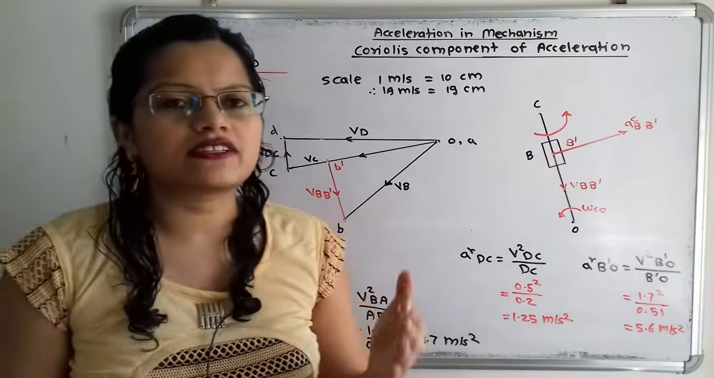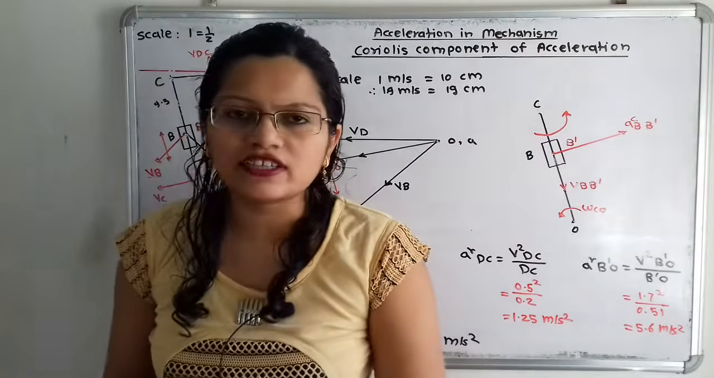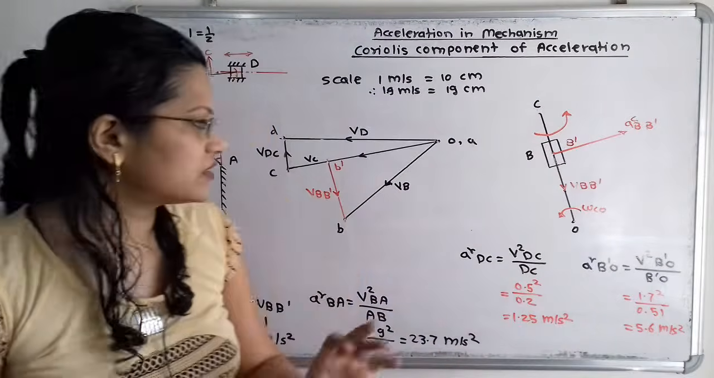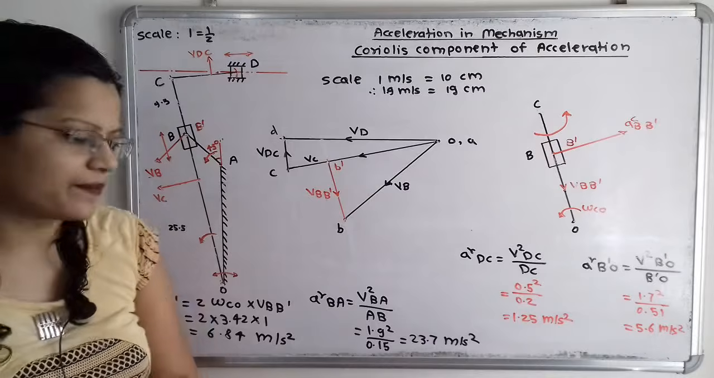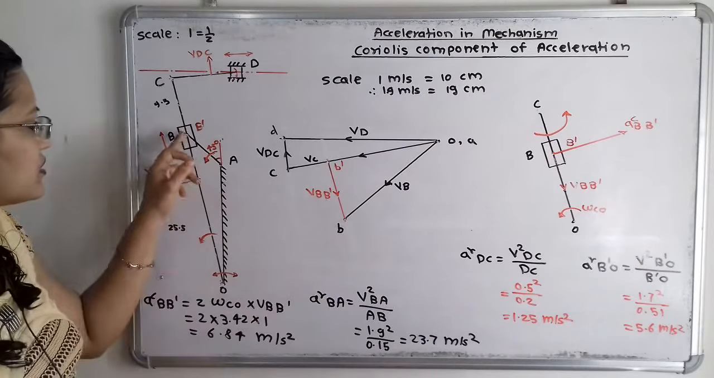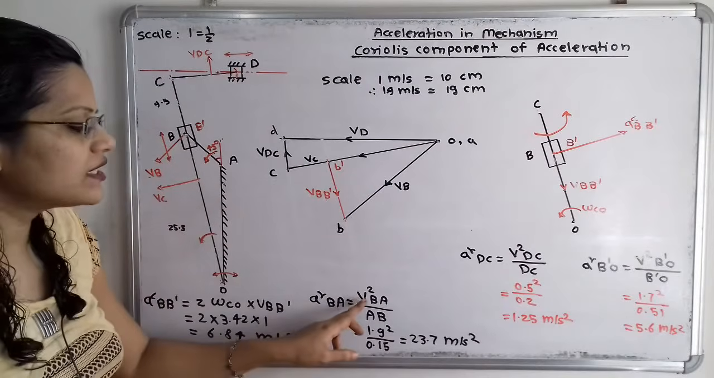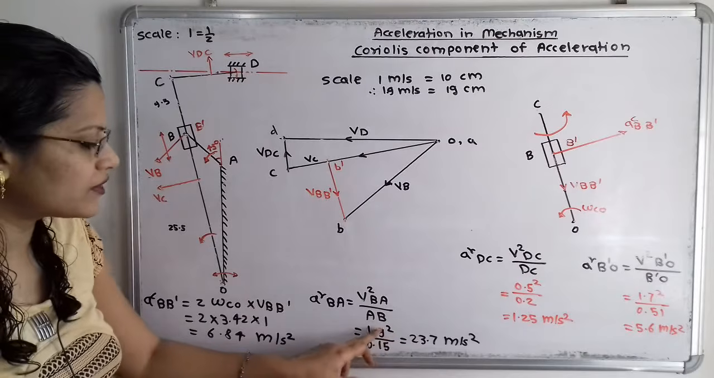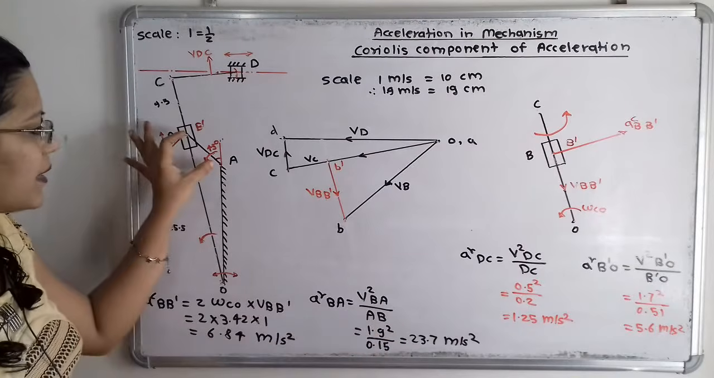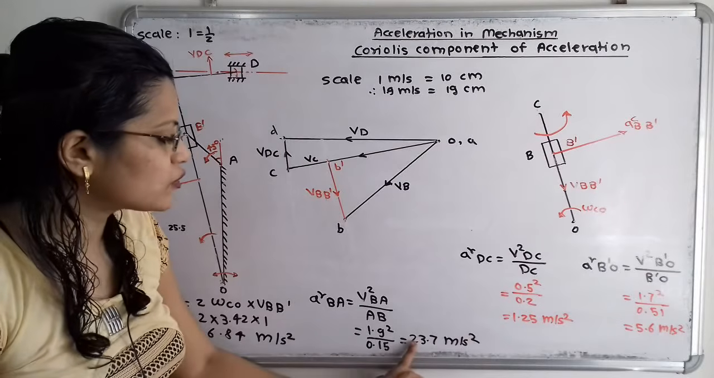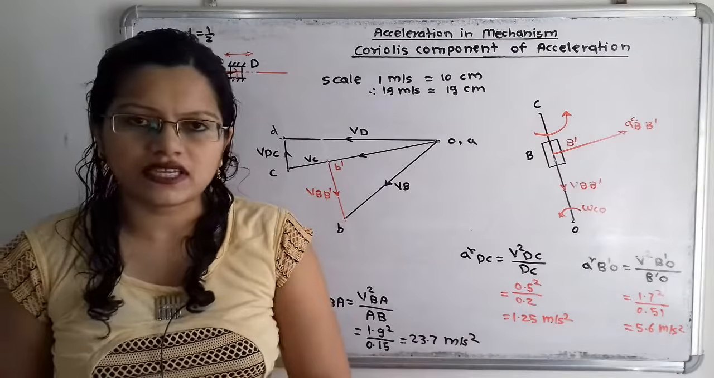Now we will calculate the radial component of acceleration for the links, because we know the linear velocities from the velocity diagram. The radial component of acceleration for link BA: the velocity of this link is 1.9, so we take its square, 1.9 square, divided by the length of the link in meters, that is 0.15, which is equal to 23.7 meter per second square.